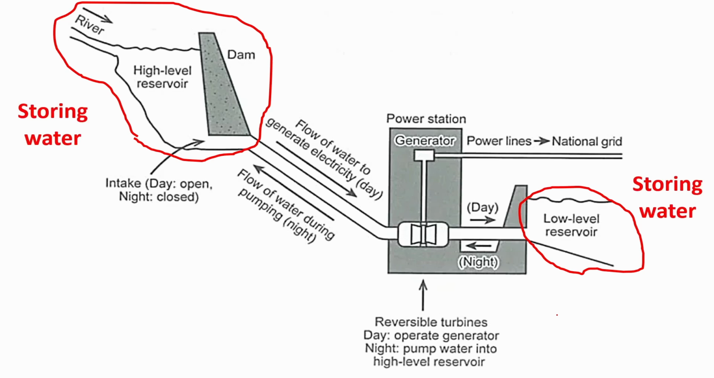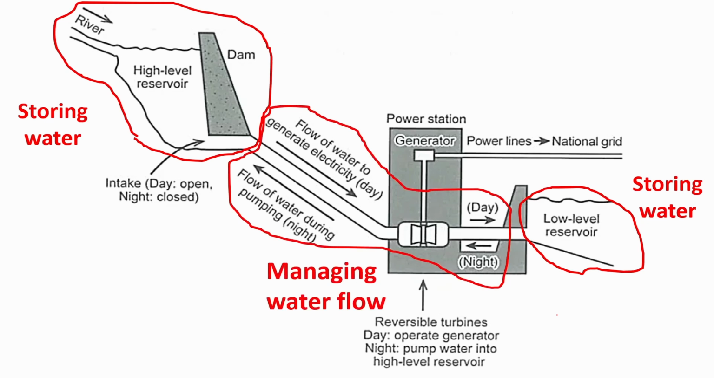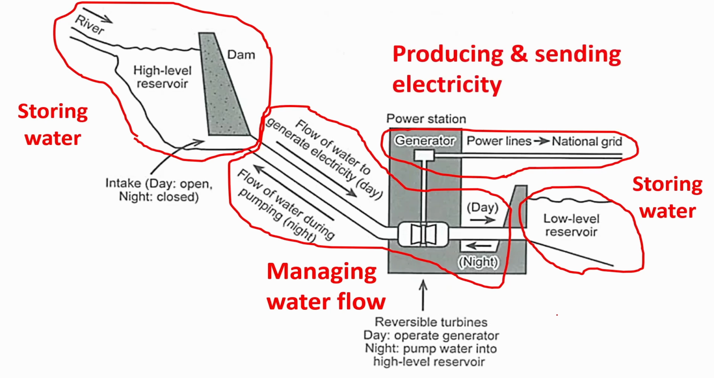And the other part, which is important to the process, is managing water flow. So in daytime, it goes down to generate electricity, and at night, it goes back or pumps back into the higher reservoir. So this would be the second one. And the third important step would be the generator and the turbines. The generator generates or produces electricity and then sends it to the national grid.